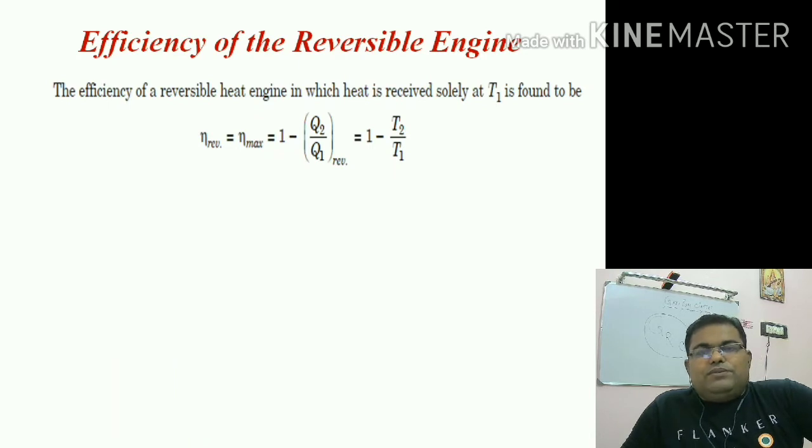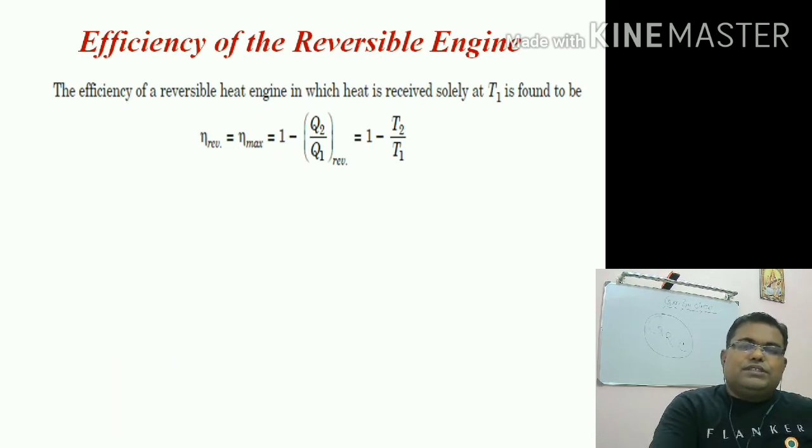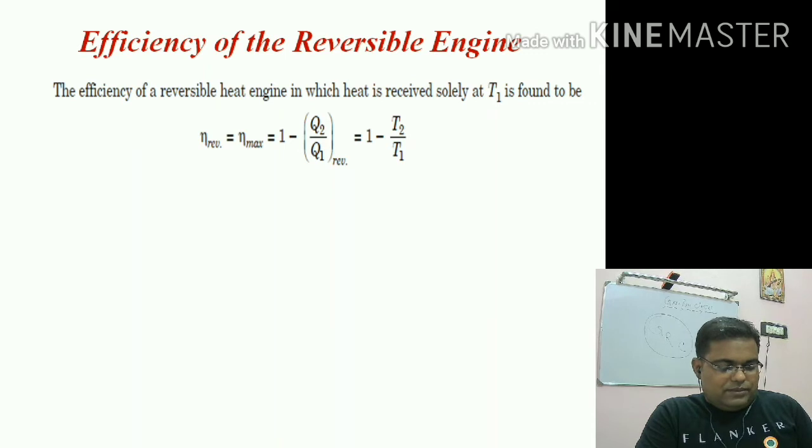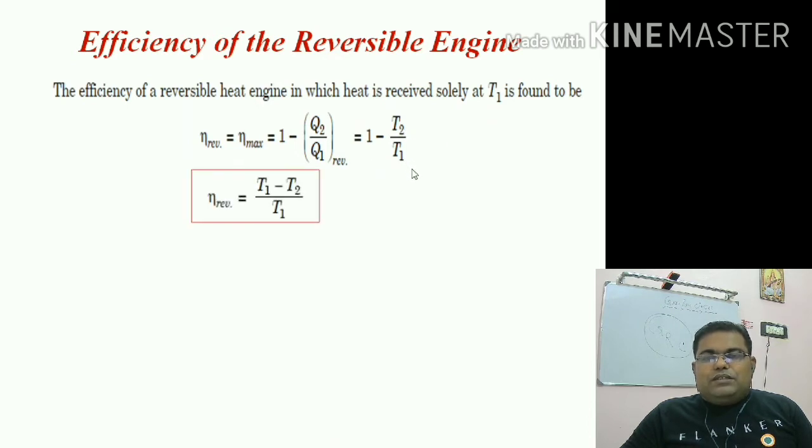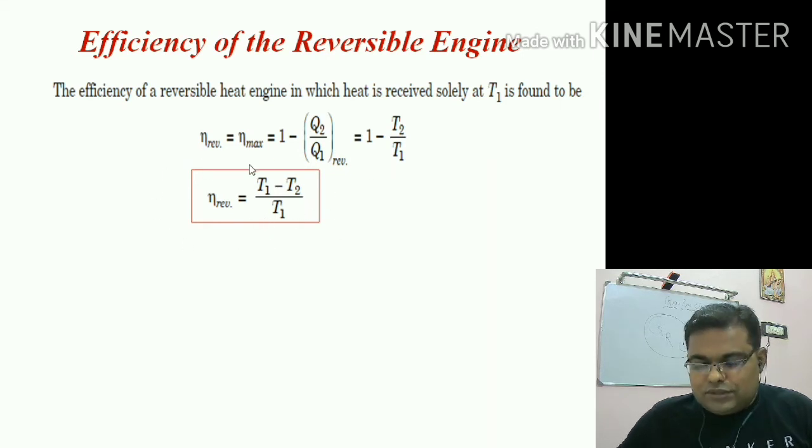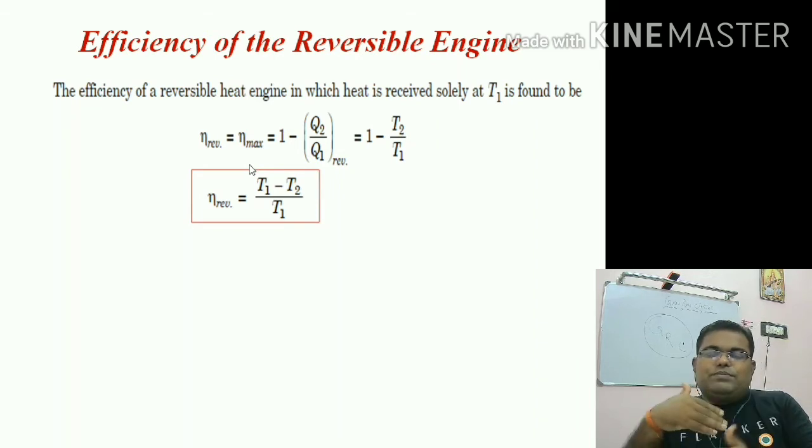Now, when we come to the efficiency of the reversible engine, the efficiency of a reversible heat engine depends only on the temperature. That is the case. So efficiency reversible is 1 minus Q2 by Q1, where Q2 is the heat rejected and Q1 is the heat supplied. That same equation can be written as 1 minus T2 by T1. So from here we can simply write this equation as (T1 minus T2) by T1, that is called efficiency of a reversible heat engine. So similarly we can express the coefficient of performance of heat pump and refrigerator reversible.